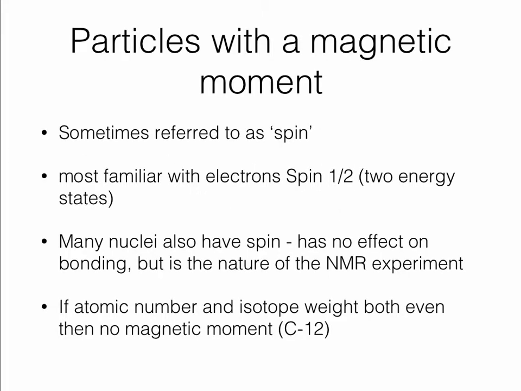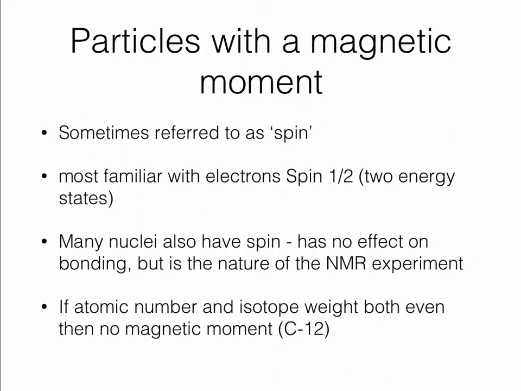The first important consideration to keep in mind is that this is a magnet experiment and you're looking at spectroscopy, which means energy changes. So the first thing you need is isotopes or particles with a magnetic moment. Sometimes that's referred to as spin, although we can't really see particles spinning or not. They do create a magnetic moment as if they were spinning.